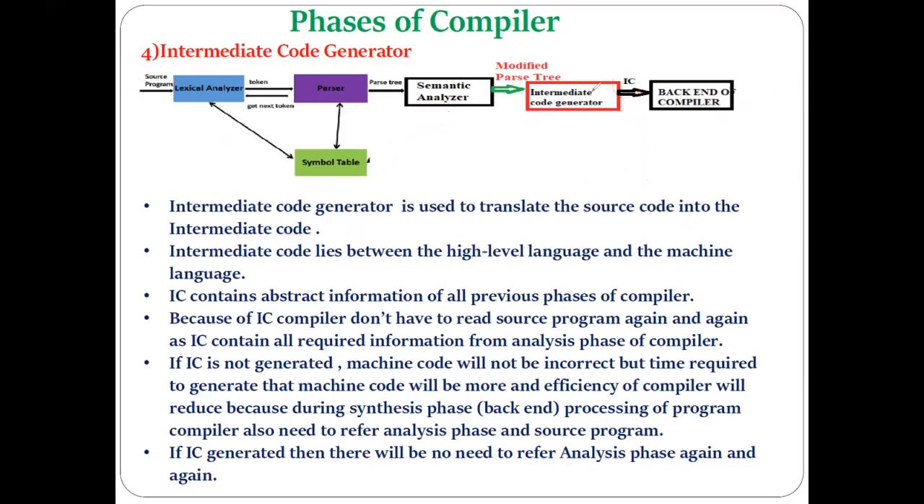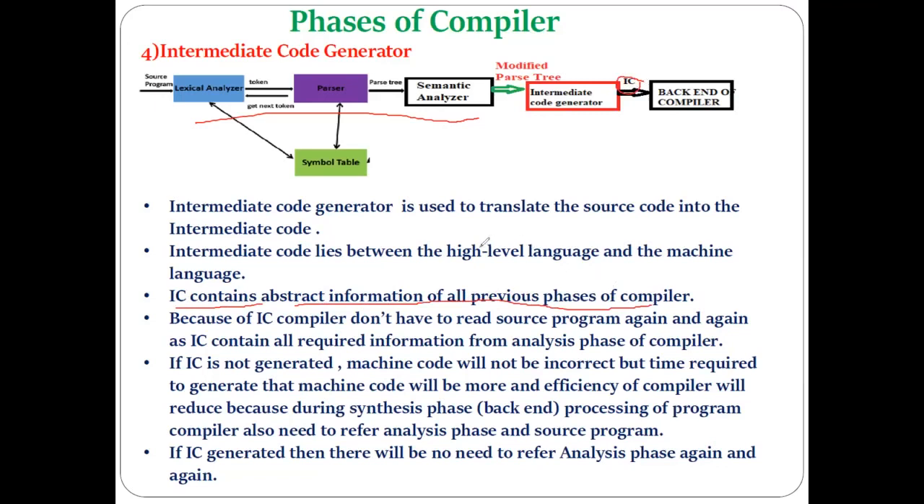Now, what exactly does the intermediate code contain? The intermediate code contains all the abstract information of all the previous phases of compiler. Abstract information in the sense of a summary of the previous three phases of compiler. It means whatever processing we have done on the source program in the previous three phases, a summary of all those phases is contained in the intermediate code. So that is the reason I have mentioned that the intermediate code contains the abstract information of all previous phases of compiler.